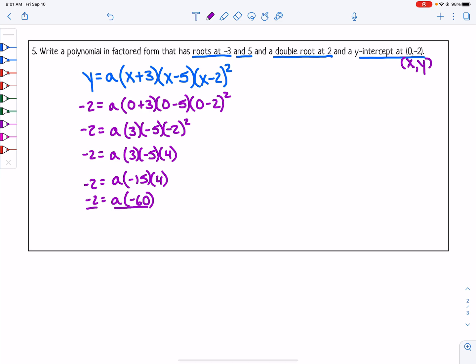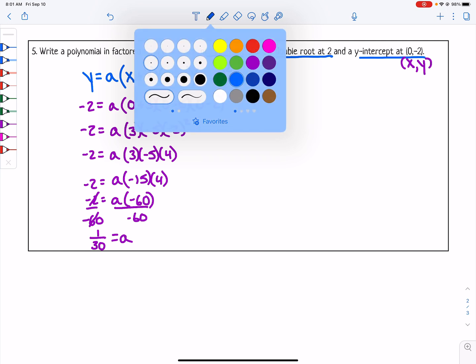And then you just have to divide by that number to get a by itself. And you can certainly use your calculator to help with some of that calculating, but I just did it by hand. So then I would get 1 over 30 if I divide those by 2, and then a negative divided by a negative is a positive. So 1 over 30 is my a value.